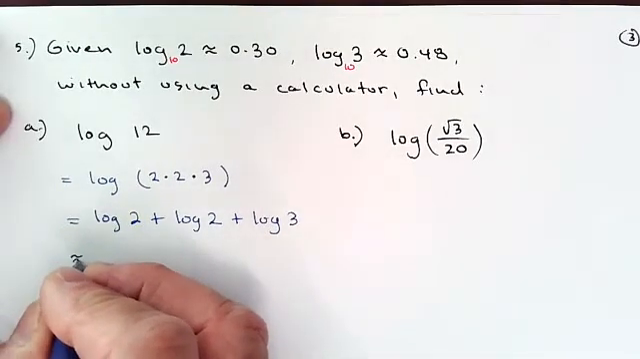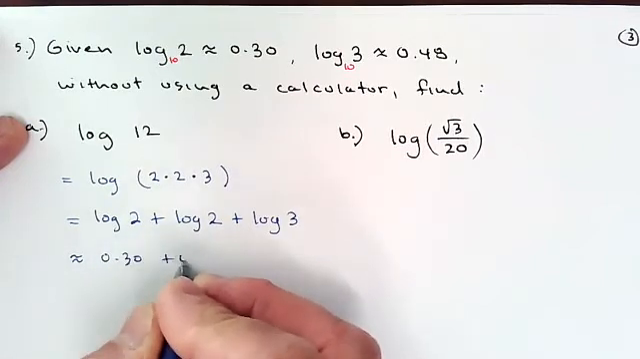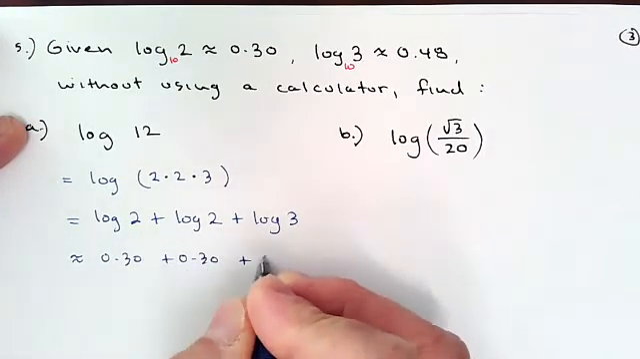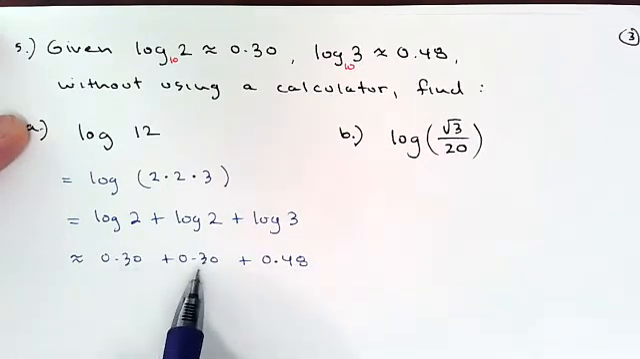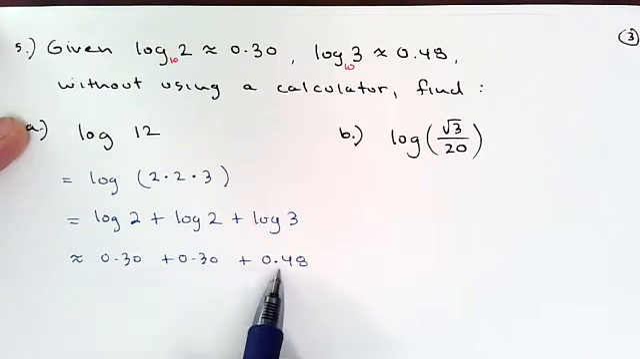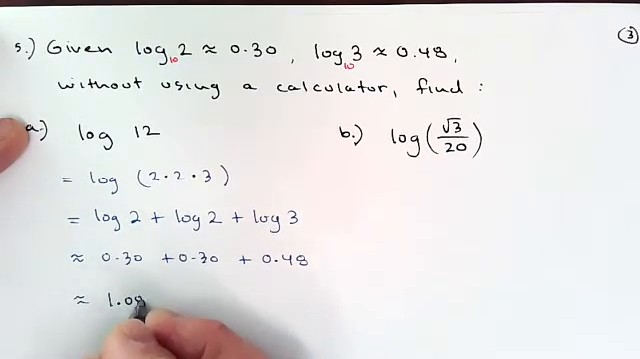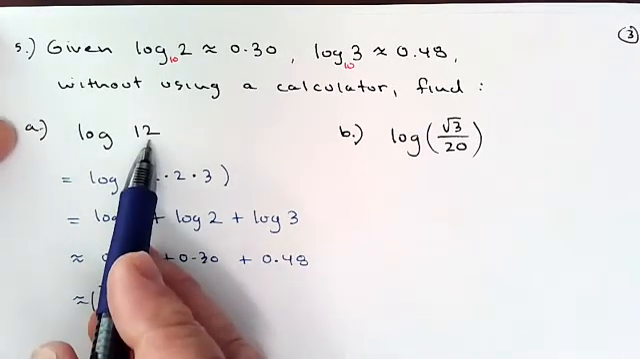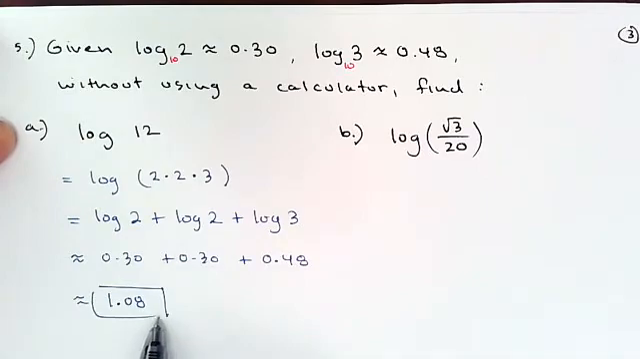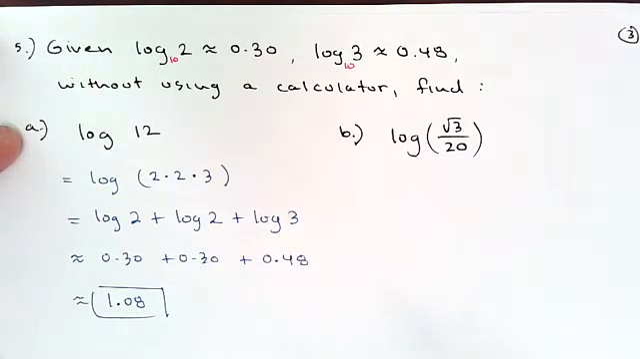And then I have values for these. The log of 2 is about 0.3. And the log of 3 is about 0.48. This is 0.6. 0.6 plus 0.48, this is going to be about 1.08. And if you get a calculator and do the log of 12 and punch it in, you'll probably see it's pretty close to that. It might be off by a little bit because these are just approximations, but it's going to be close to that.